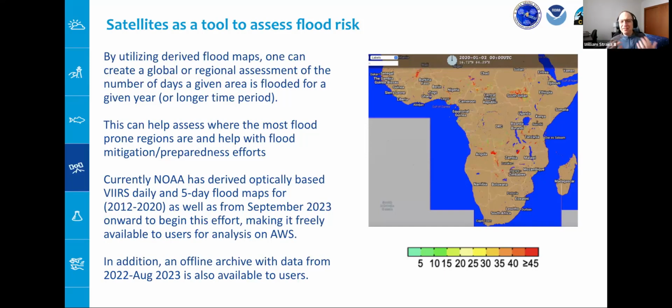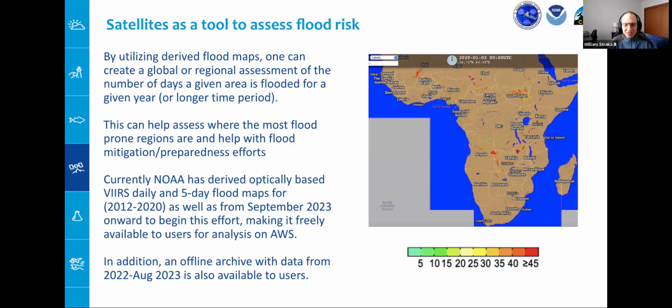So by using a derived flood map, we can create sort of a global or regional assessment for the number of days that a given area is flooded. This is an example over Africa. Could be done over a given year, could be over 5 years or 10 years. The idea is this can help and is helping assess where the most flood-prone regions are and help with flood mitigation, preparedness efforts, determining where to locate buildings, schools, and other infrastructure, and things like that.